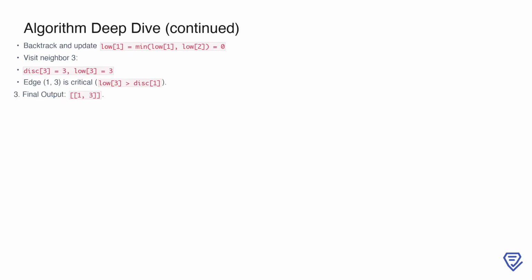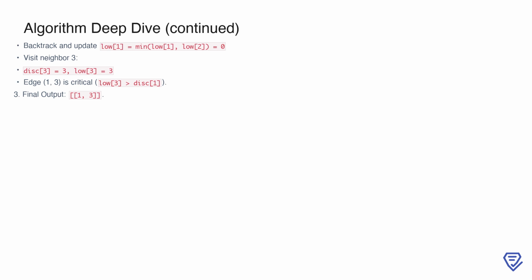Starting from node 0, we set its discovery and lowest times to 0. From there, we visit its neighbor, node 1, setting its discovery and lowest times to 1. Continuing the traversal, we move to node 2, assigning it discovery and lowest times of 2. At this point, we backtrack to node 1 and update its lowest time to the minimum of its current lowest time and the lowest time of node 2, which results in a value of 0.